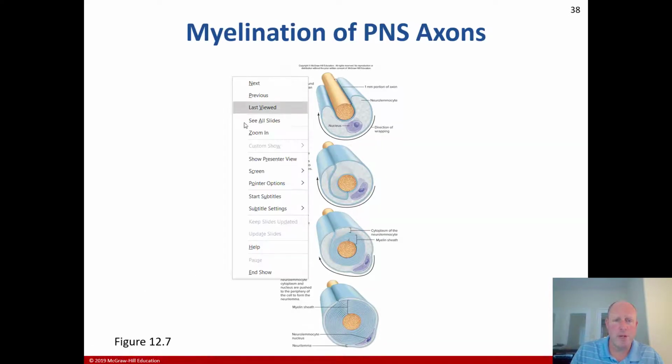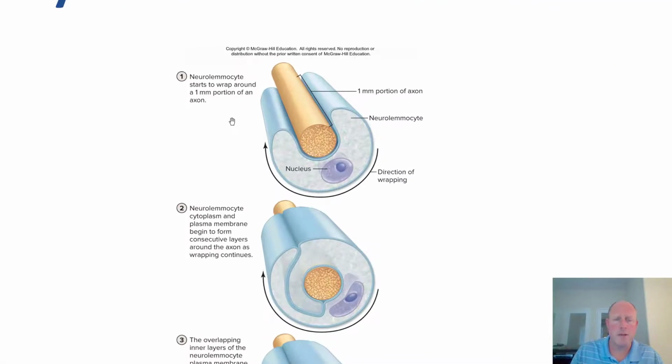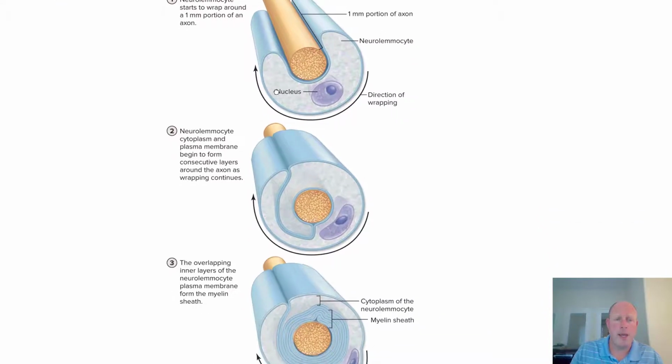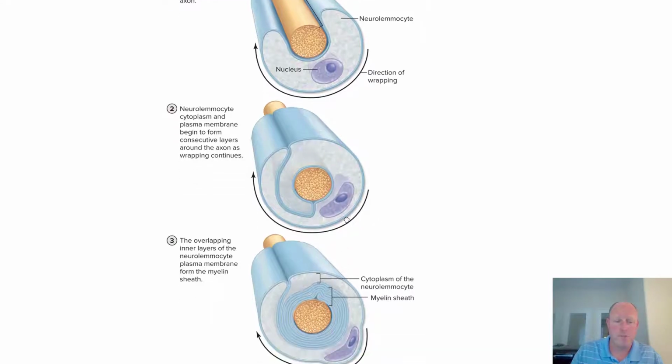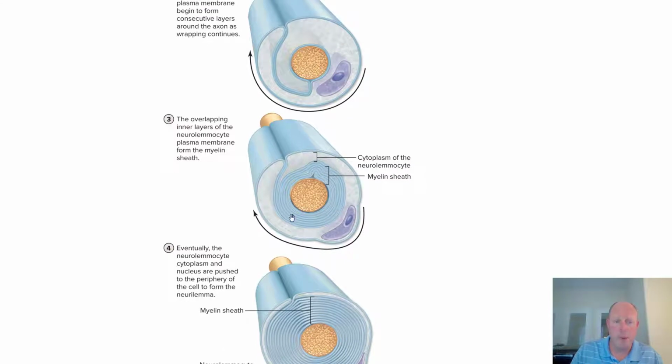So here we have our myelination of PNS axons. We have our neurolemmacyte that starts to wrap around a 1 millimeter portion; there's the nucleus, and basically here's our wrapping in this direction around the axon. And then the neurolemmacyte cytoplasm and plasma membrane begin to form consecutive layers around that axon as the wrapping continues. And the overlapping inner layers of the neurolemmacyte plasma membrane help form that myelin sheath.